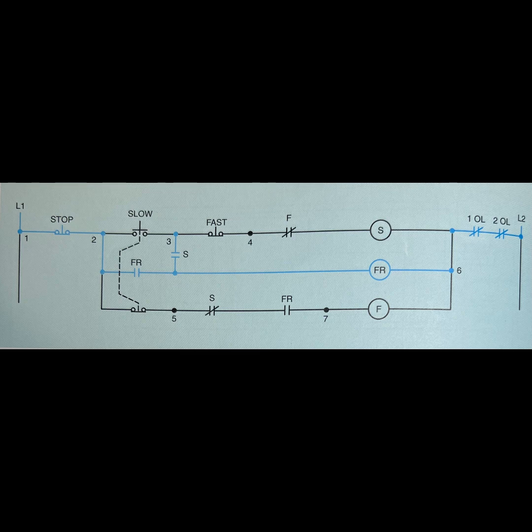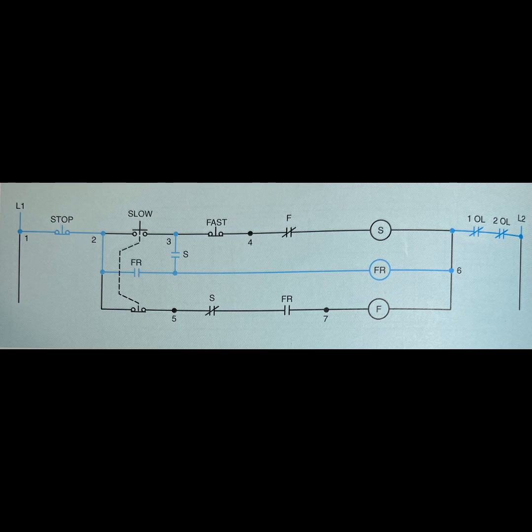When the slow button is pressed, the slow speed starter S and the control relay FR are energized. Once the motor is running, pressing the fast button causes the slow speed starter to drop out.